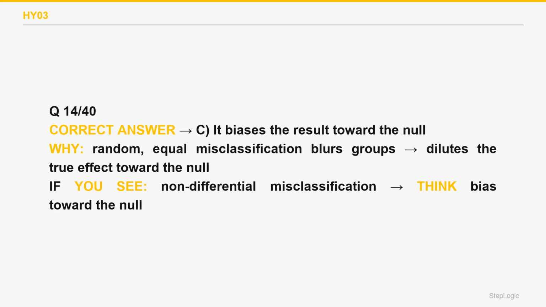Biasing away from the null. Exaggerating or reversing an effect is a hallmark of differential misclassification, where errors differ between groups. Not the random equal error described here. Choice A, wrong. The error does move the point estimate, so saying it affects only precision understates its impact. Choice E, wrong. Non-differential misclassification bias is toward the null.